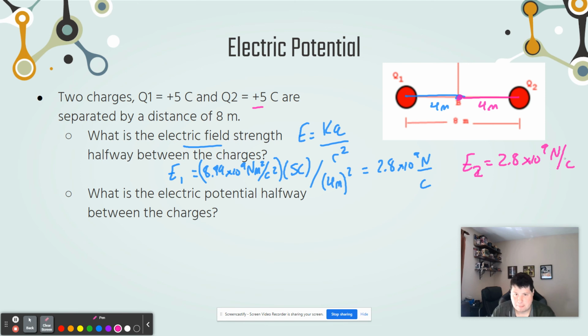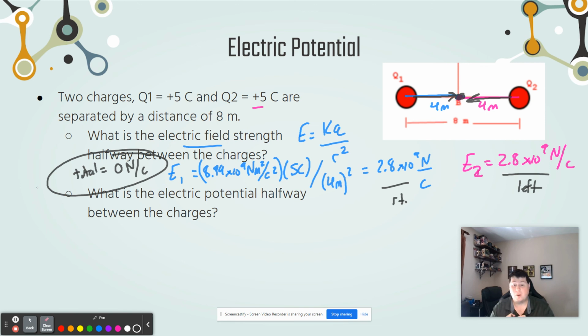Then here is the key point. Remember that electric field is a vector, right? It points away from positive charges. So right at that point, this is the one from charge 1, and it would be pointing to the right. And this is the one from charge 2, and it would be pointing to the left. And they're the exact same amount. So what do you think the total electric field strength is right in between them? The total is 0, because those two vectors will cancel out.